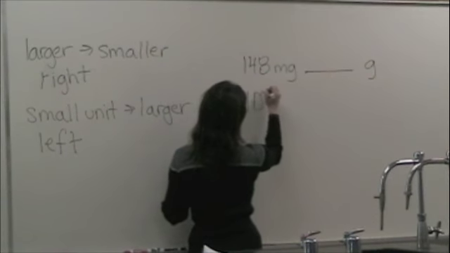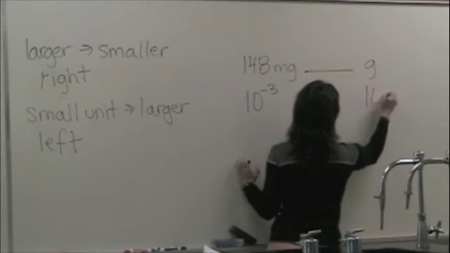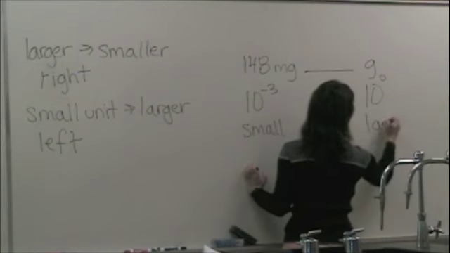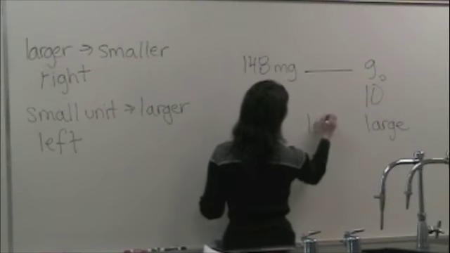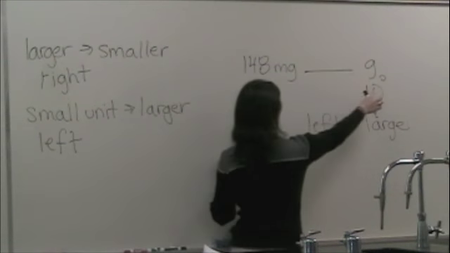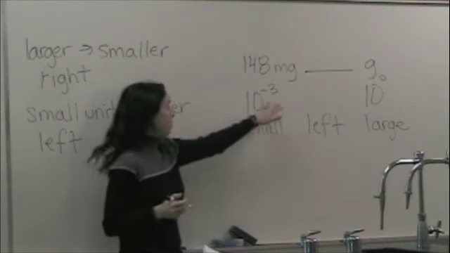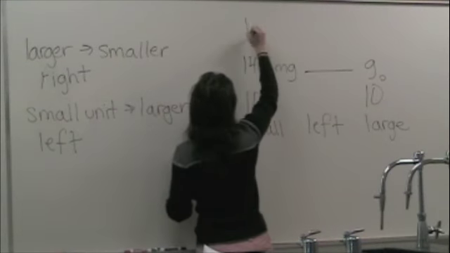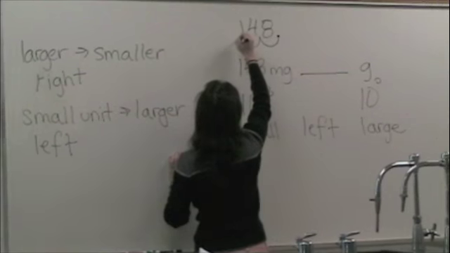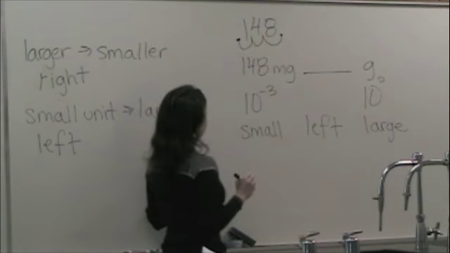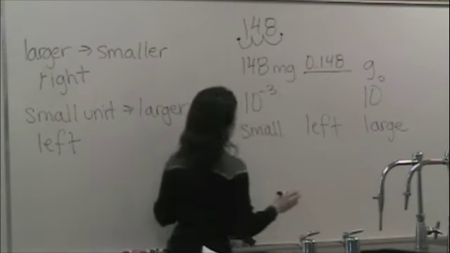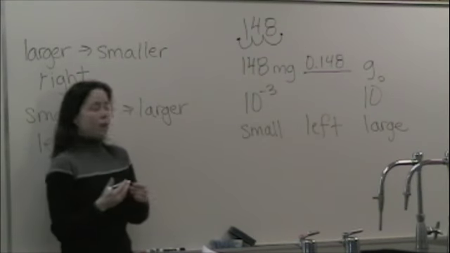So this is 10 to the negative third. This is 10 to the 0. So I'm going from small to large. I'm going to move the decimal point to the left. How many places? I'm going to subtract my powers. The difference between negative 3 and 0 is 3. So 148, my decimal point is here. I'm going to move it 3 places to the left, and I have 0.148 grams is the same thing as 148 milligrams.